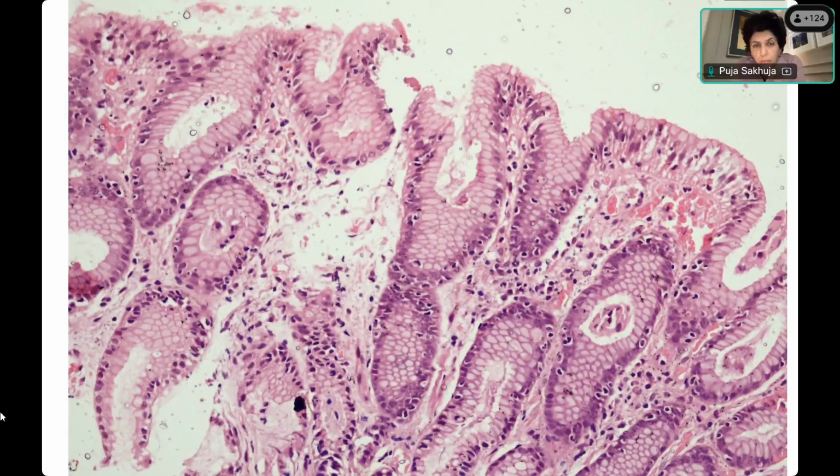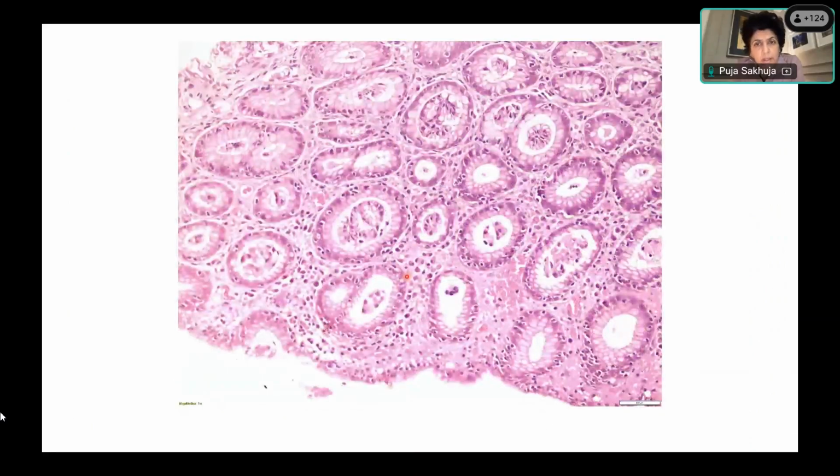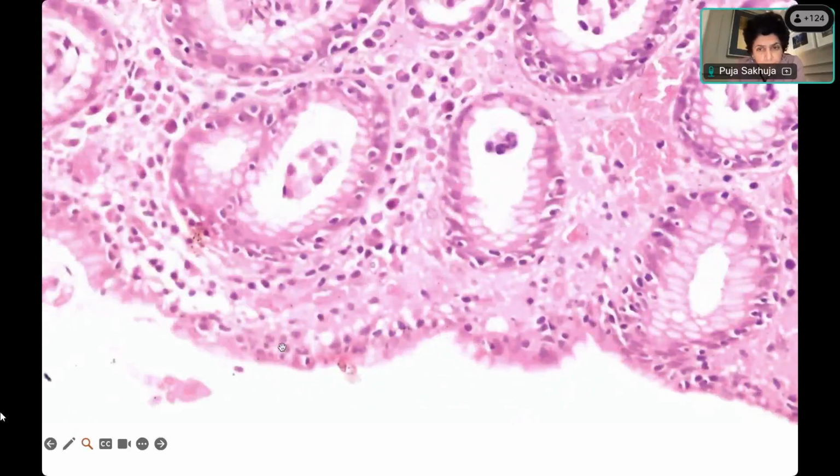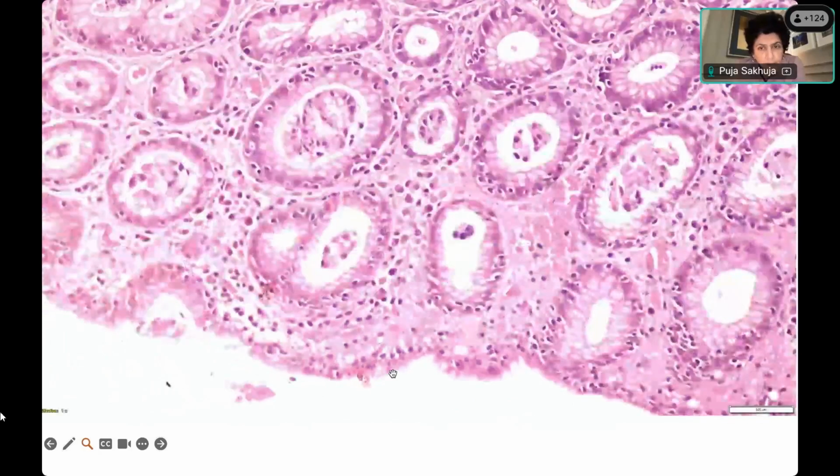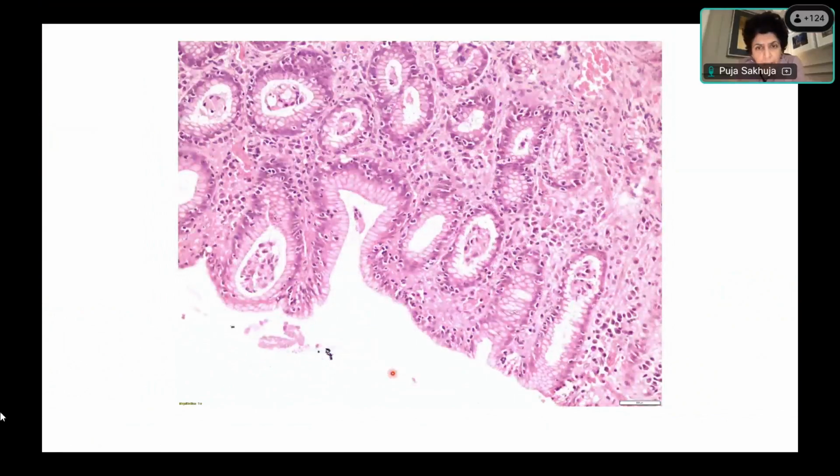So what do you think is happening here? There is an increase in the number of lymphocytes in the epithelium, intraepithelial lymphocytes. Yes, but this is not normal duodenum, ma'am. This is stomach. Correct? So what is this called then? Let's see the next slide. Now here again, there are a lot of intraepithelial lymphocytes, right? Yes, ma'am, in the epithelium. Here again.